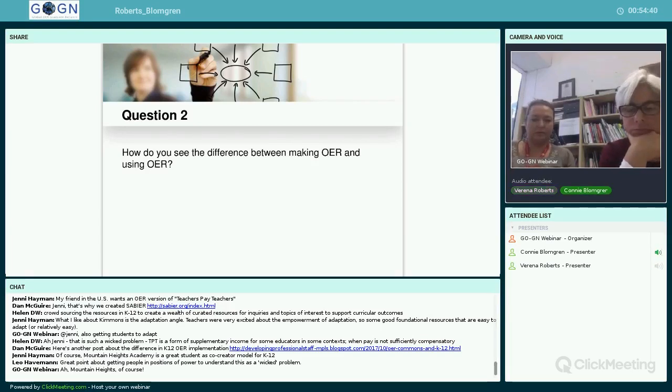So making OER, using OER, I think those are things to explore. And in your own work, that might be something that you could consider: have somebody try and make some OER so that they can understand those complexities. And then have somebody also use OER and try and support them as they go into the revision and the sharing out of the second, third, fourth iterations.